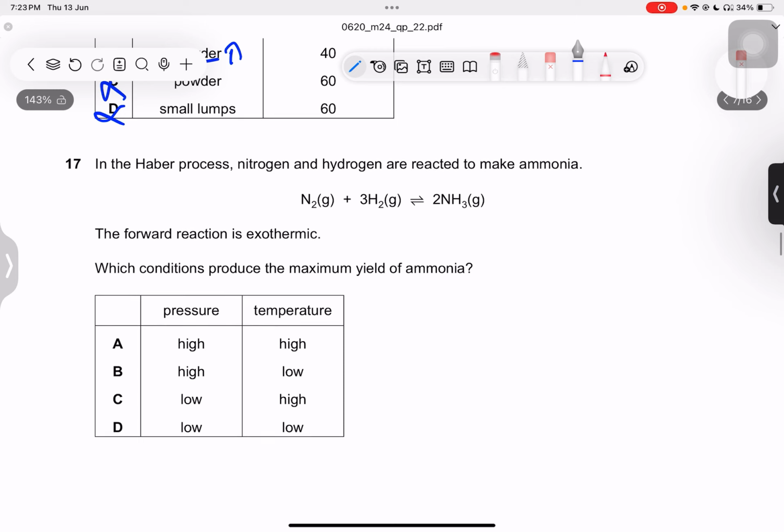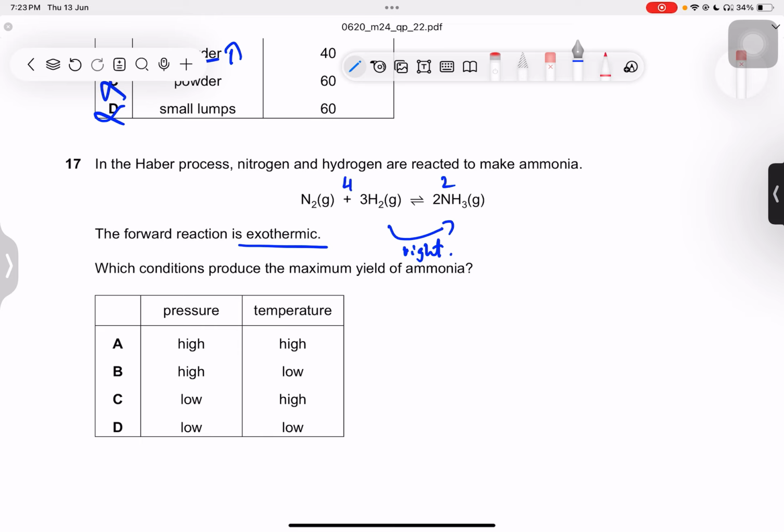17, in the Haber process, nitrogen and hydrogen are reacted to make ammonia. The forward reaction is exothermic. What conditions produce the maximum yield of ammonia? So we have to shift the equilibrium towards the right. Pressure depends on the number of gas moles. The number of gas moles on the left is 4 and on the right is 2.